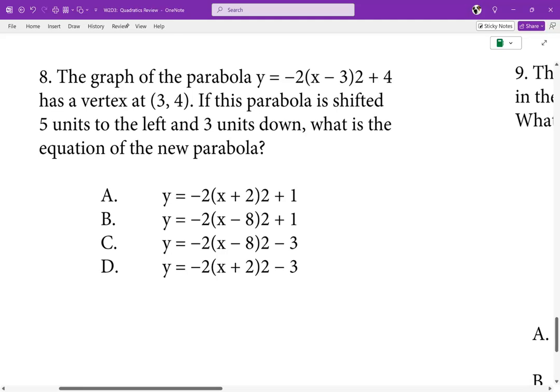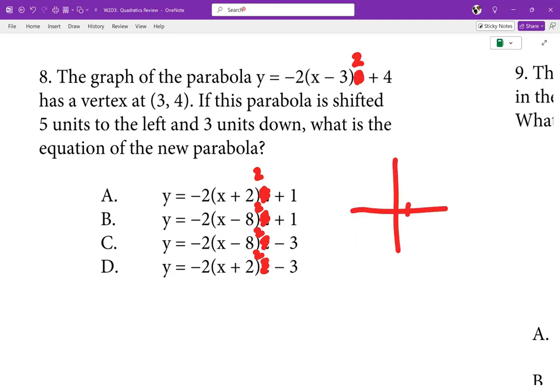The graph of the parabola y equals -2 times (x minus 3) squared plus 4 has a vertex of 3, 4. This should be a power of 2, guys, right here. I don't know why I printed like that. That should be a square. If the parabola is shifted 5 units to the left and 3 units down, what is the equation of the new parabola? Remember, these are all squares, okay? Sorry about that.